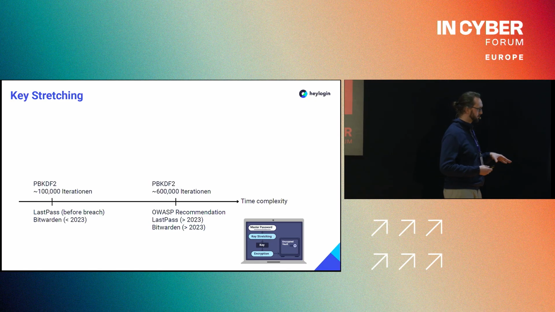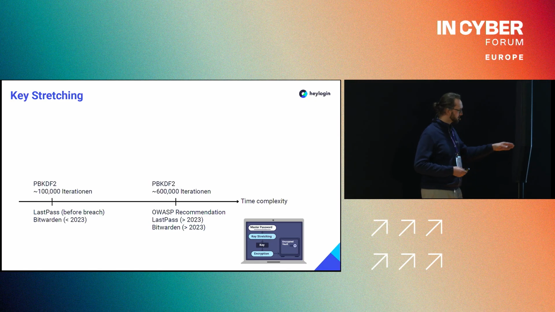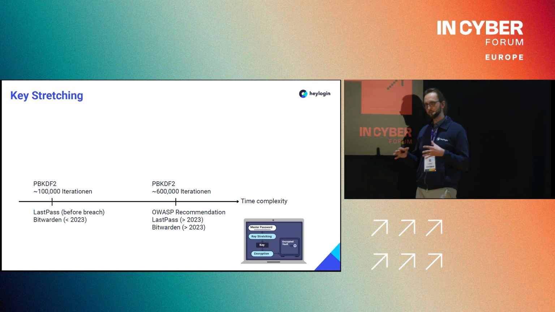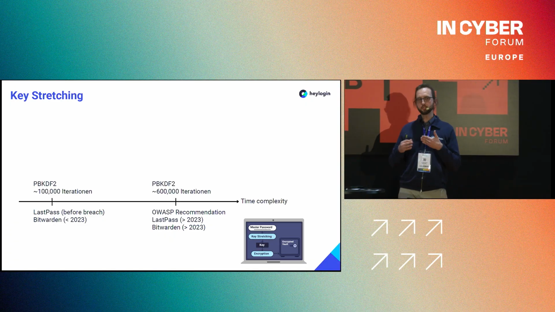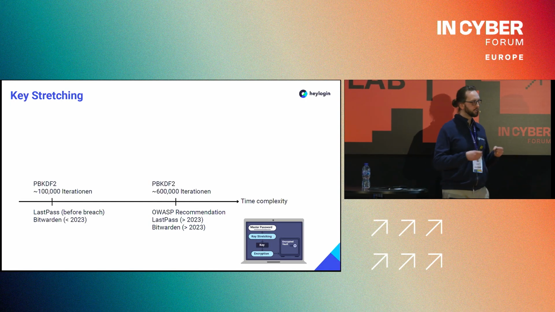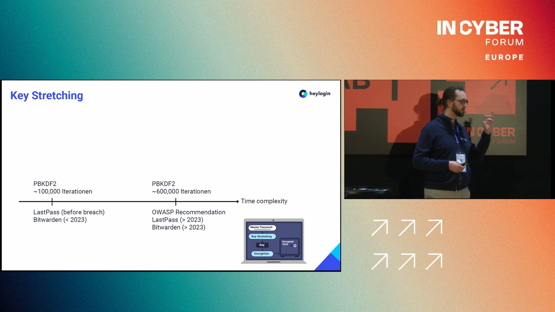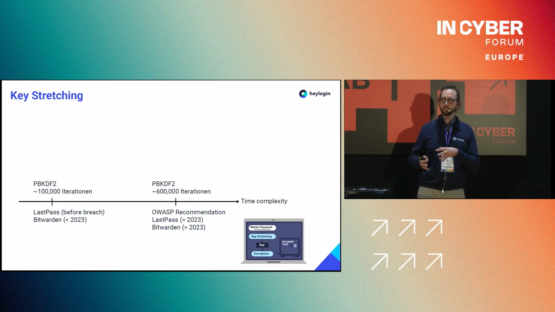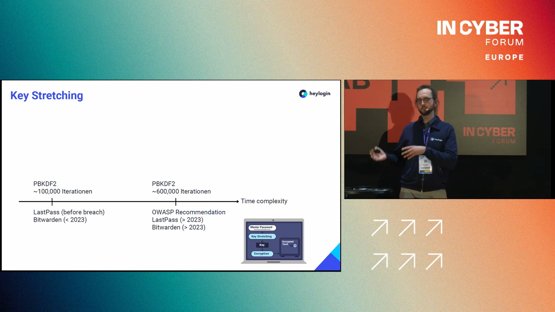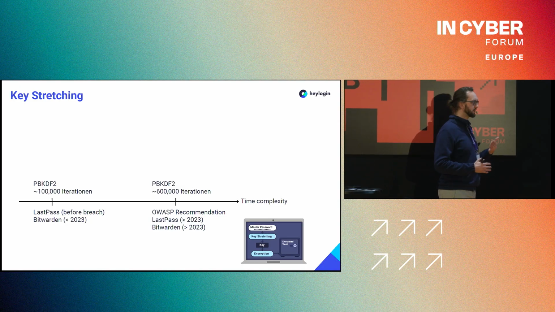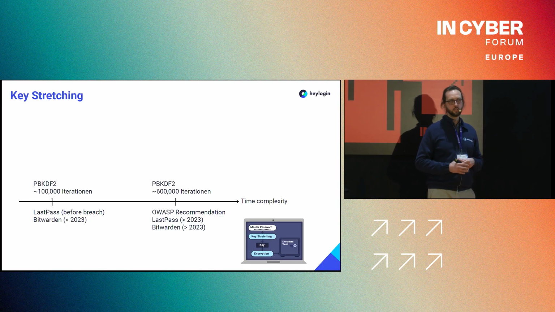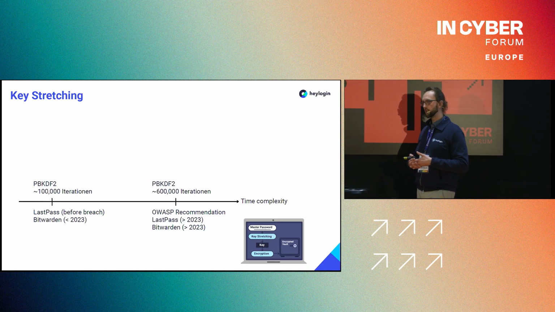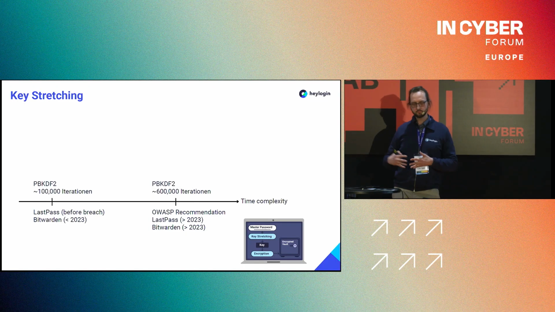What most password managers were using before the LastPass breach is PBKDF2, which is Password-Based Key Derivation Function 2. And you can configure PBKDF2. You can say how many iterations PBKDF2 should do. And the configuration LastPass and also Bitwarden had back then was 100,000 iterations. And that was already no longer state of the art. OWASP already recommended back then 600,000 iterations. So this is definitely a problem. They should have increased the iteration count to cope with attacker hardware. They haven't done it.